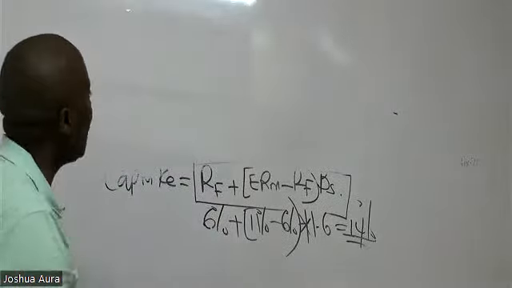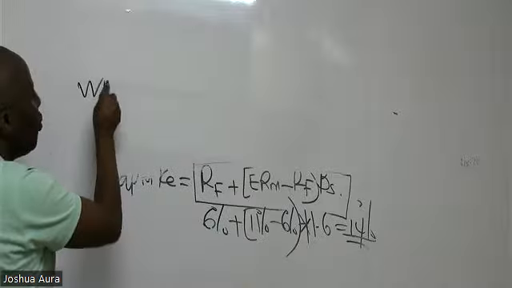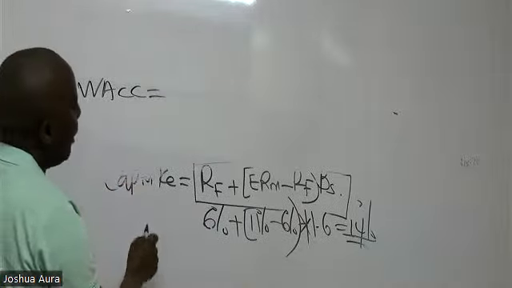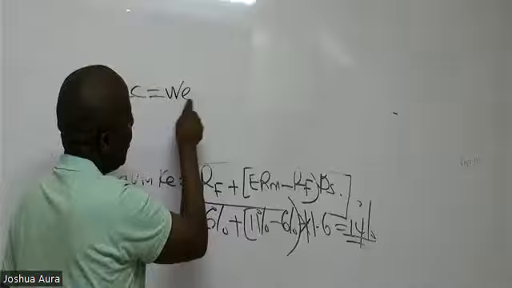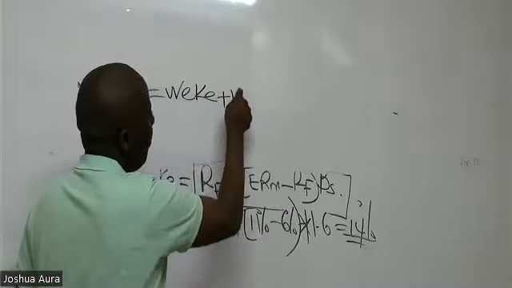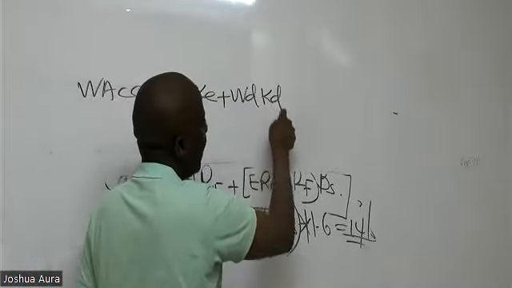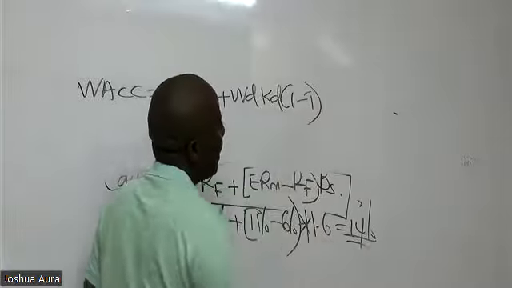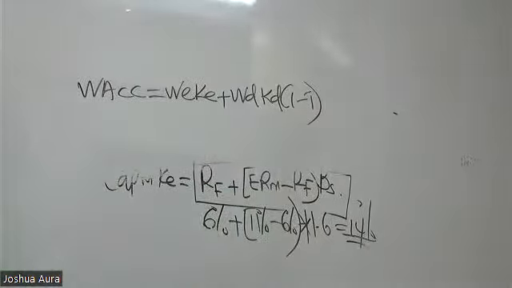It's not lost on us what you're supposed to do in this question. What you're supposed to do in this question is to get the famous Kt's. So Kt's, in this case, we know that it is weight of equity, cost of equity, plus weight of debt, cost of debt. But now this has to be adjusted for tax. This has to be adjusted for taxation.